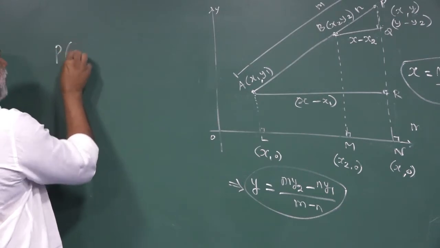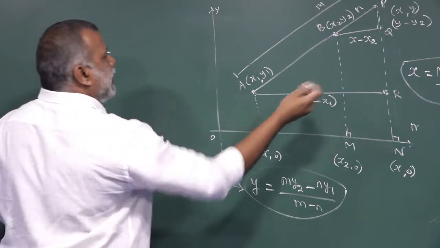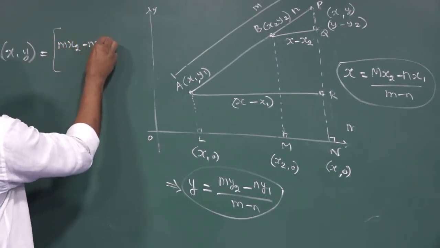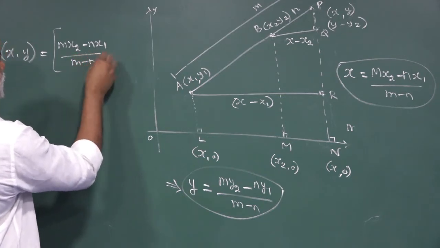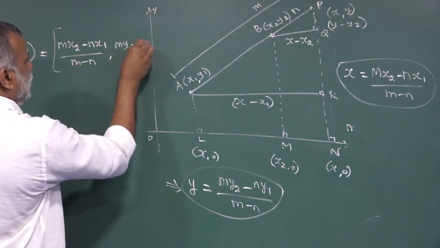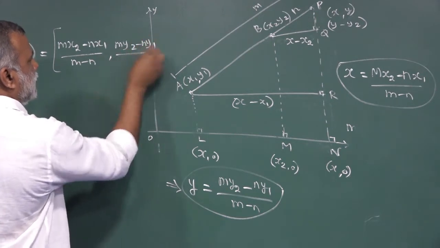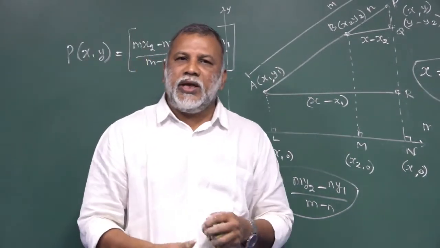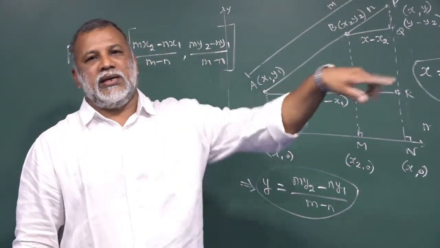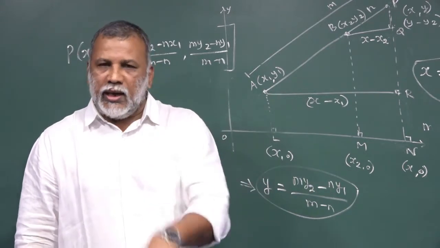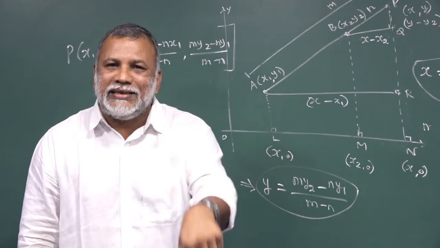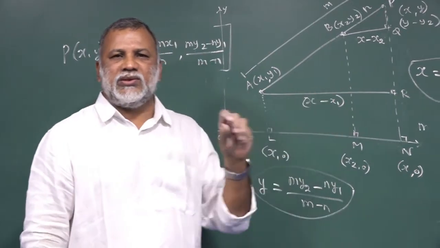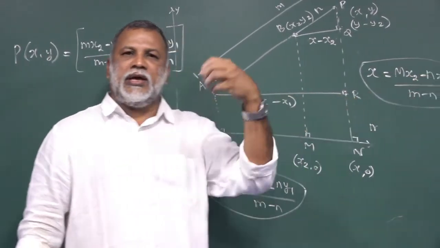So now P(x, y) is equal to, take down the two results, (mx2 minus nx1) divided by (m minus n), comma, (my2 minus ny1) divided by (m minus n). This is the concept of the point P dividing the line segment AB externally. In the previous video we already discussed the point P dividing the line segment AB internally, which we already worked out. What is the difference? Only the positive symbol, just a symbol change here. Plus means it will become internal.